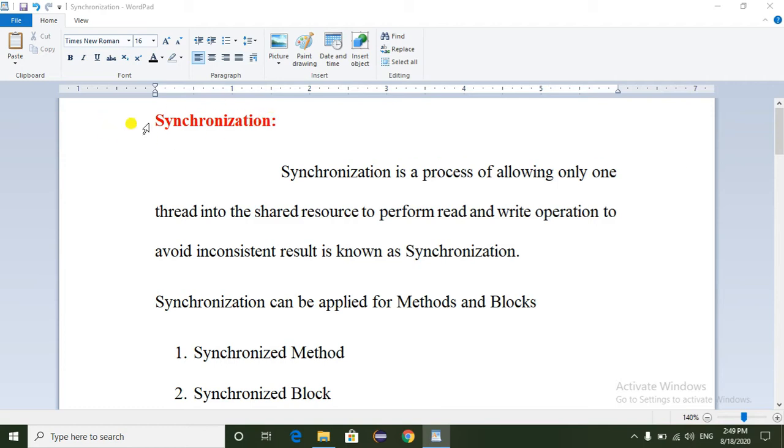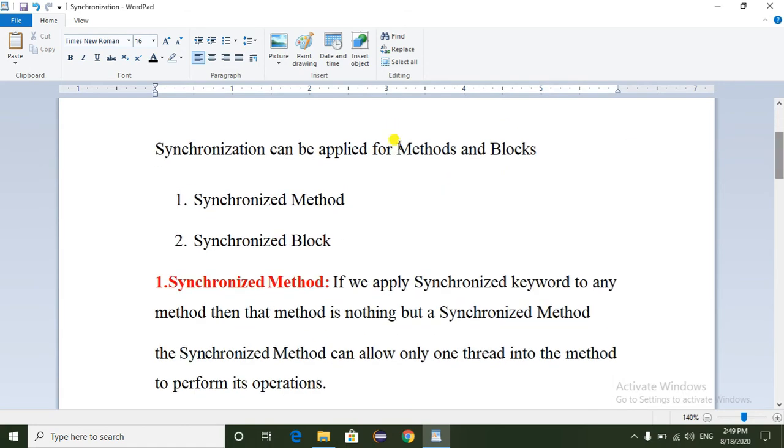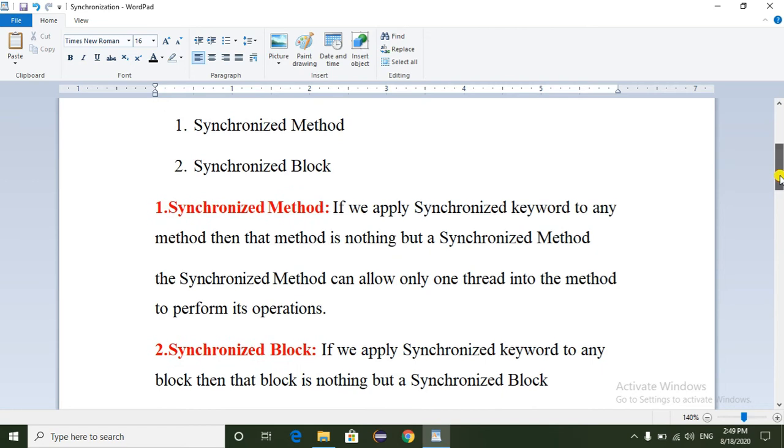So what is synchronization? Synchronization is a process of allowing only one thread into the shared resource to perform read and write operations to avoid an inconsistent result. Synchronization can be applied to methods and blocks. That means we can apply synchronization at method level and block level.